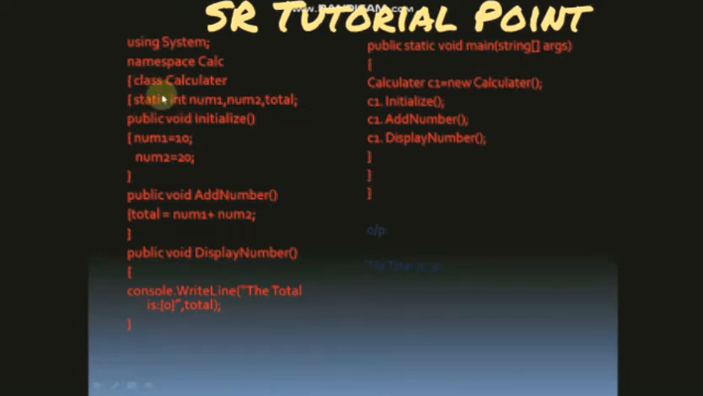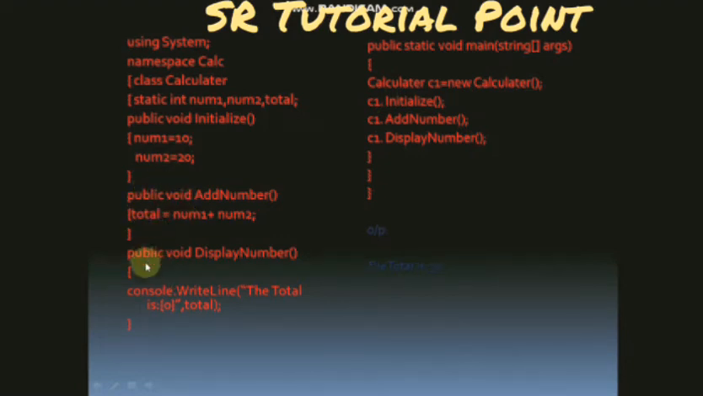Why am I using static here? I am going to use these variables throughout my class, that's why I am declaring them with the static keyword. Then public void Initialize. Initialize is a function, and inside the function I am assigning values to the variables which I declared as static. Then public void AddNumber. Inside this function I gave total equal to number1 plus number2. That means number1 value is 10, number2 value is 20, 10 plus 20 is 30. The value will be stored in the total variable.